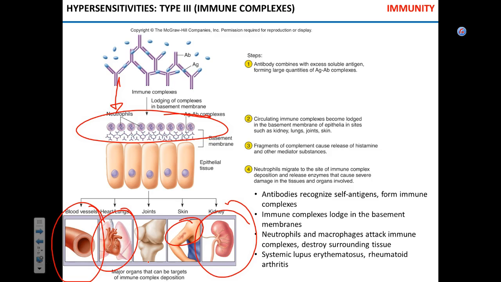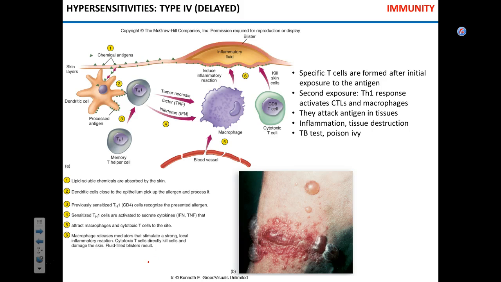Okay, does that make sense? That's your mechanism. Yes. There are two mechanisms. Let's do type 4, and I will talk about MS. As much as I know, I'm not an expert at all.